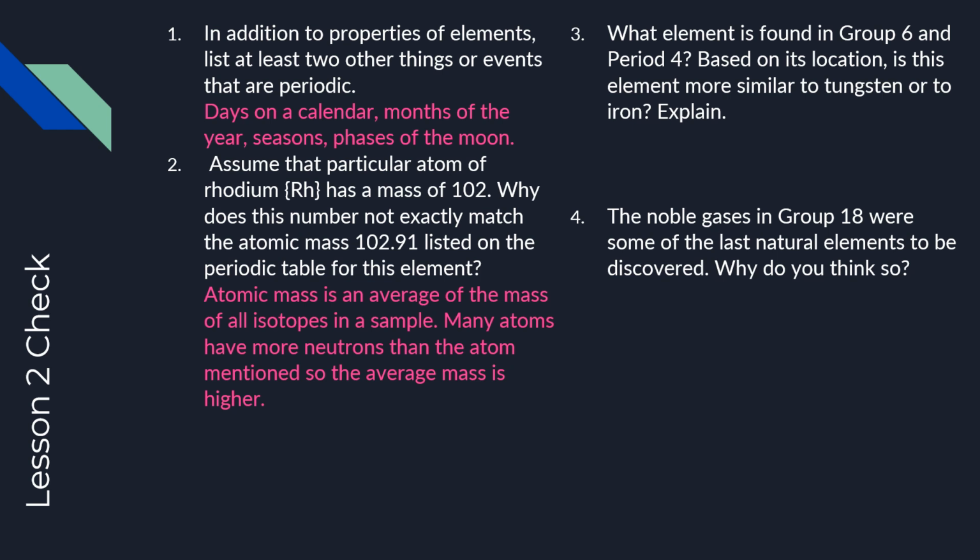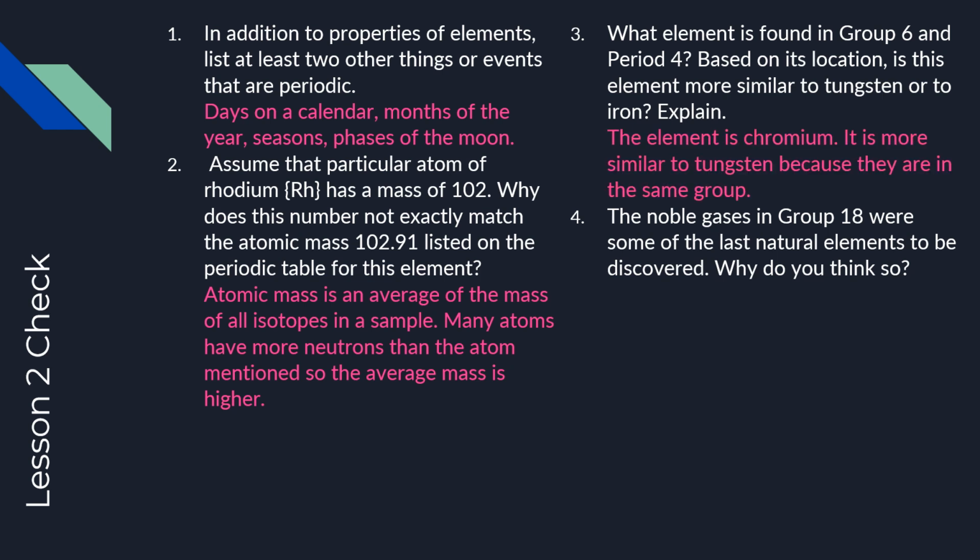Now we're at 3. What element is found in group 6 and period 4? Based on its location, is this element more similar to tungsten or to iron? Explain. So the element is chromium. It is more similar to tungsten because they are in the same group.